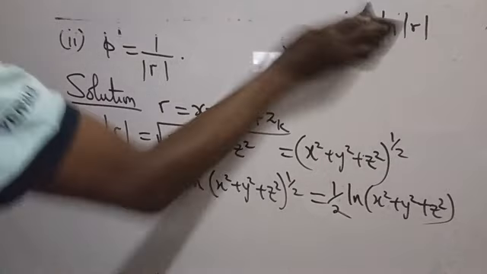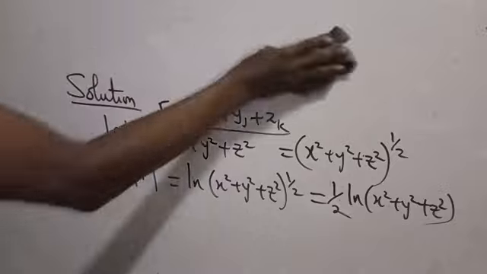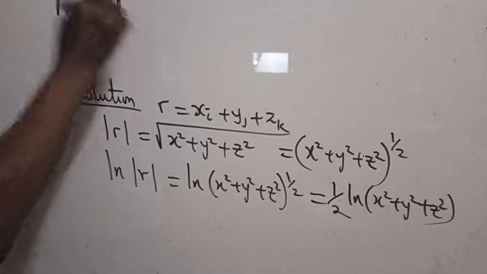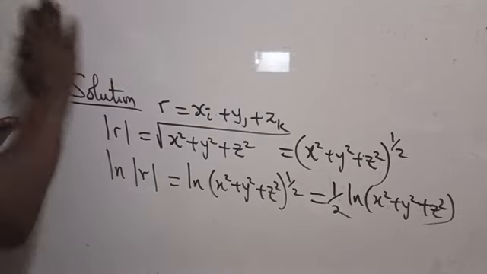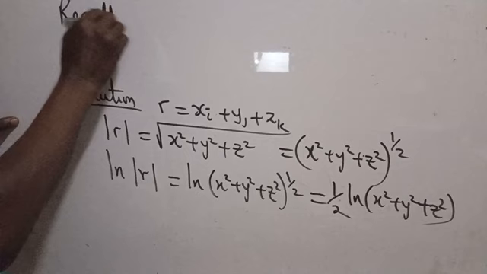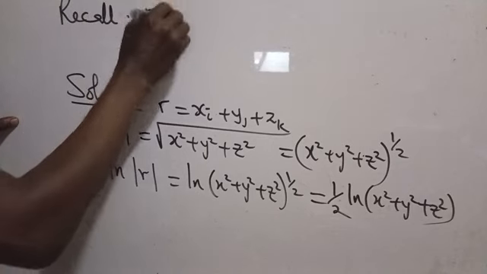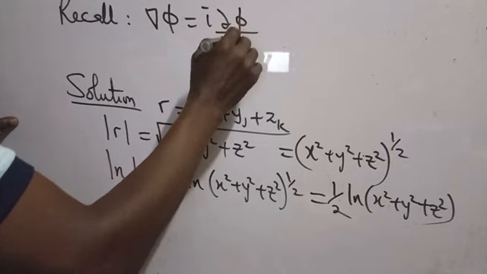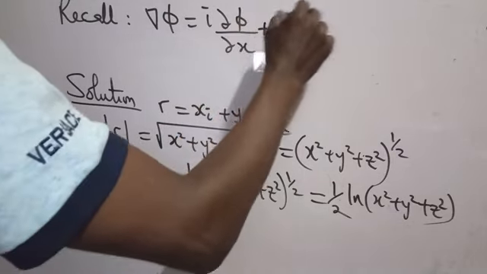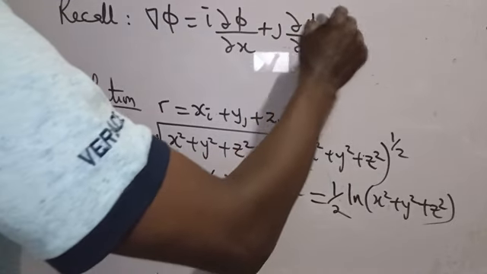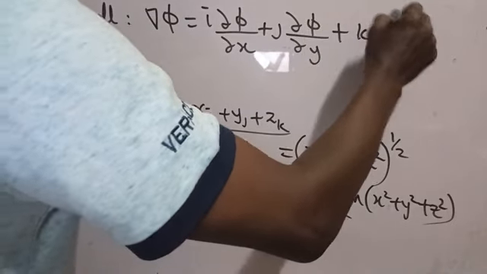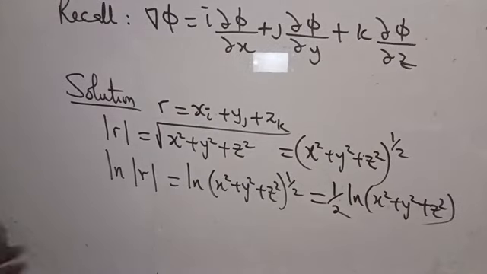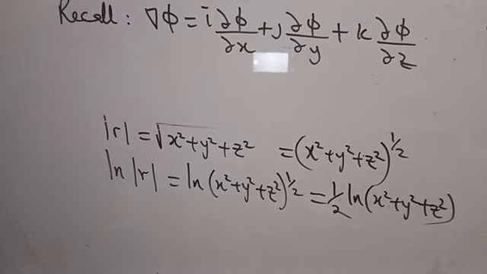That is not difficult. Let's use our formula. Recall, grad of phi is equal to i partial derivative of phi with respect to x, plus j partial derivative of phi with respect to y, plus k partial derivative of phi with respect to z. So in that case, you just do some substitution.